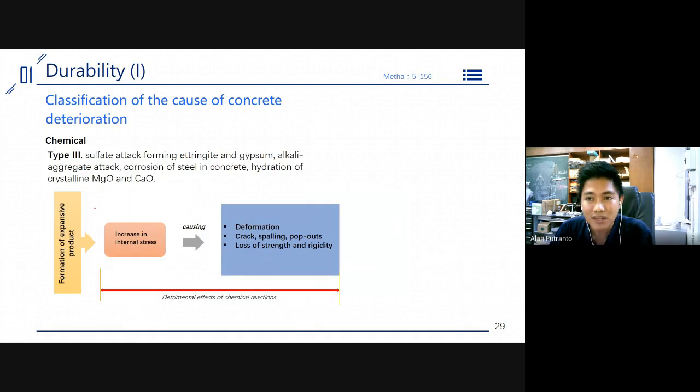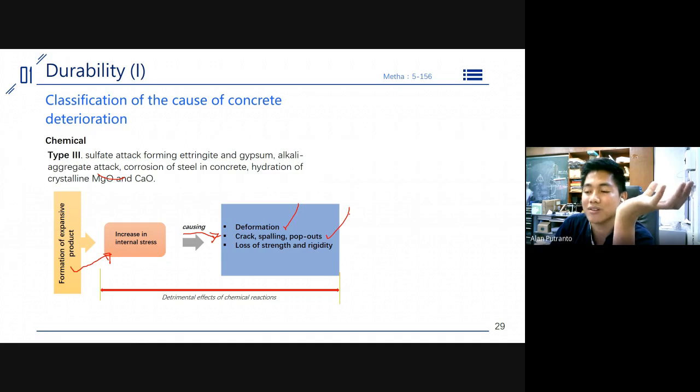This one is for type 3: sulfate attack from ettringite and gypsum, alkali aggregate attack, and corrosion of steel in concrete, like hydration of crystalline MgO and CaO. This is the formation of expansive products, which increases the internal stress. When our concrete already has internal stress, a detrimental effect has already happened in it, which will cause deformation. The first one is deformation, and the other can lead to cracks, spalling or pop-outs. The third can cause loss of strength and rigidity.